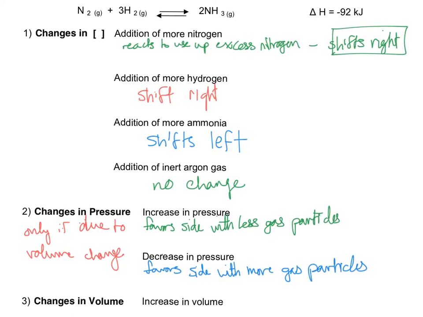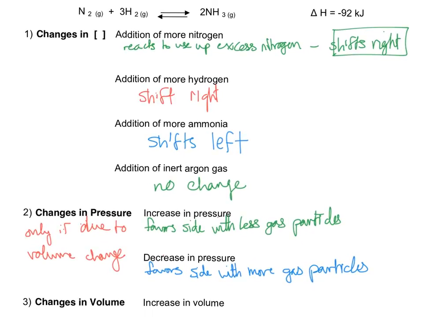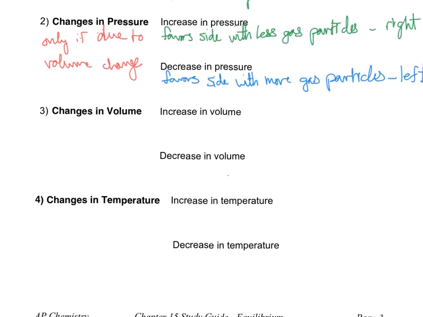So if you increase the pressure, it's going to go to the side with less gas particles. Right here in the reactants, you have 4 total gas particles. In the products, you have 2. And so in this case, it's shifting right. If you decrease the pressure, then you're going to the side with more gas particles, so that would be left. Let's look at changes in volume next.